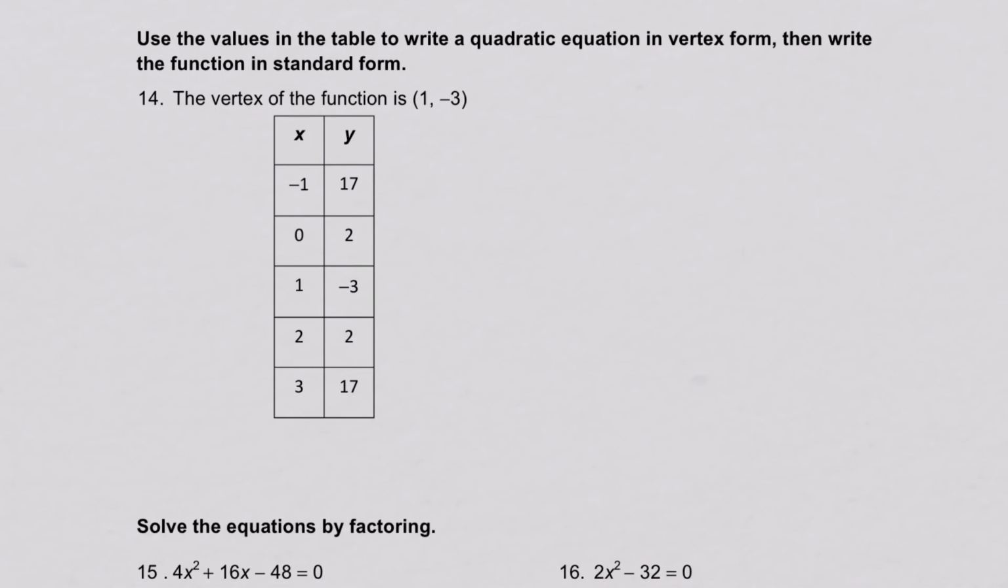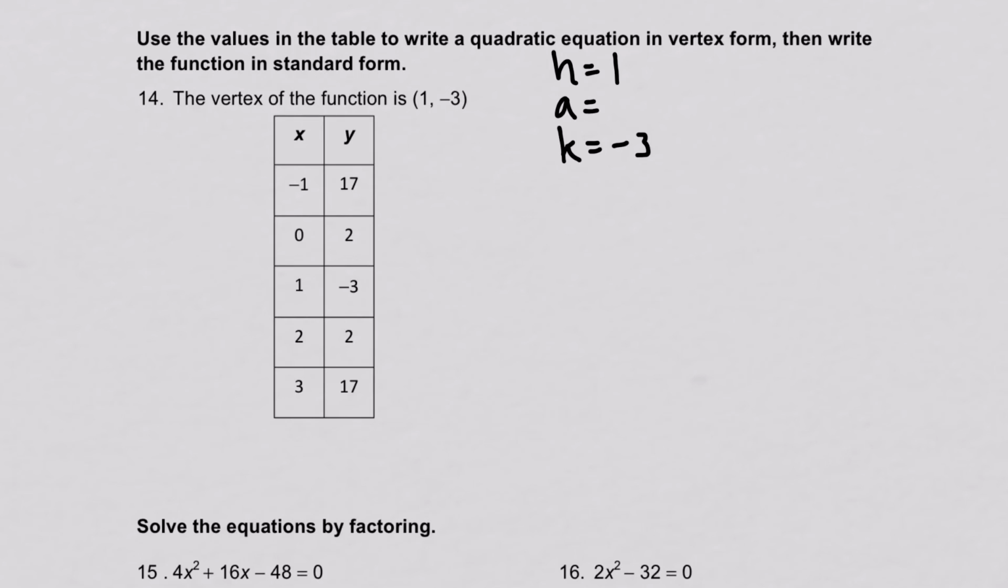Okay, 14 is the same idea basically as 13. Instead of a graph though, they're telling you that the vertex is 1, negative 3. So right there is already your h and your k. I'm going to go ahead and write that down. h is 1 and k is negative 3. And the only thing we don't know is a, right? But they gave us h and k.